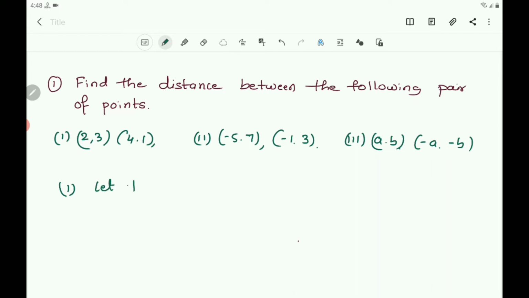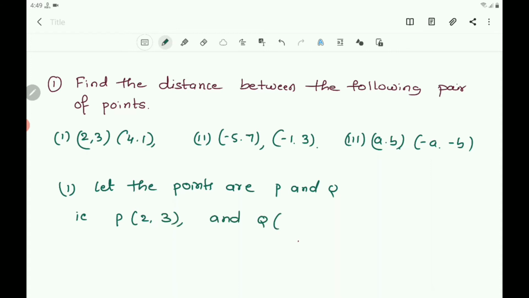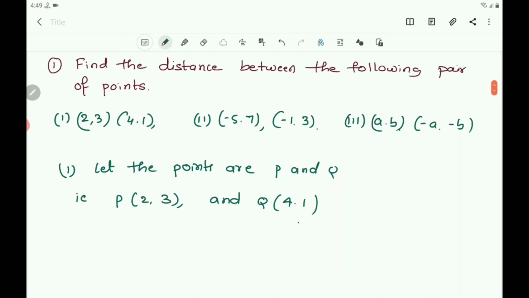Let the points be P and Q, that is P of (2, 3) and Q of (4, 1). Now let us consider this is x1, y1 and this is x2, y2. P of x1, y1, Q of x2, y2. The coordinates of the point P are (2, 3). Coordinates of the point Q are (4, 1).